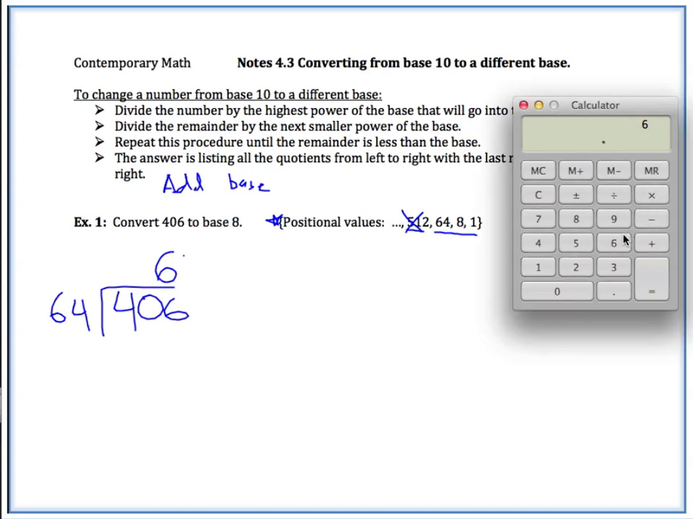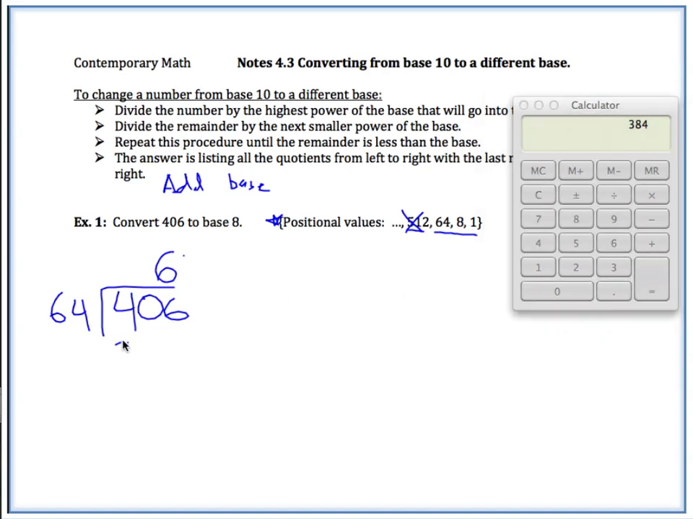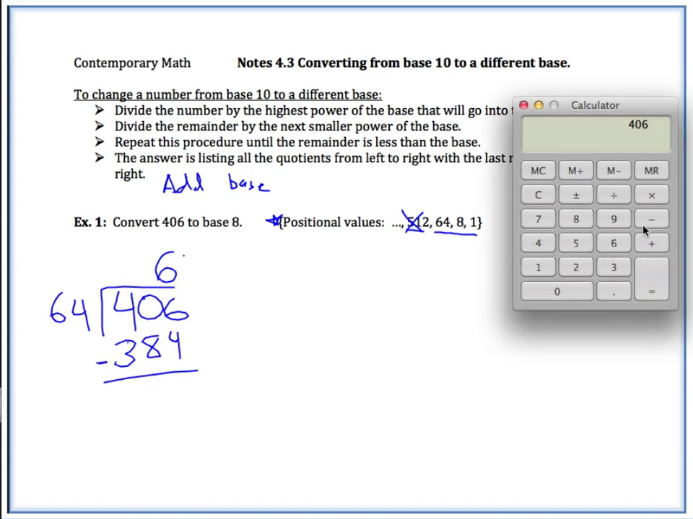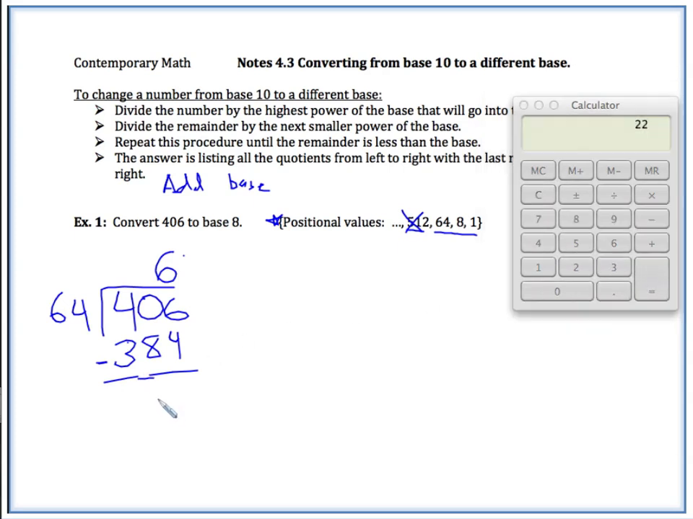So we go 6 times 64, which was 384. And we see how many are left, so we subtract. So 406 minus 384, and we have a remainder of 22.